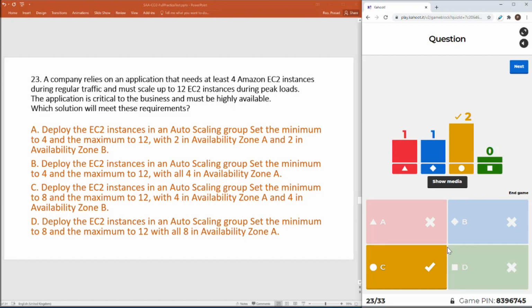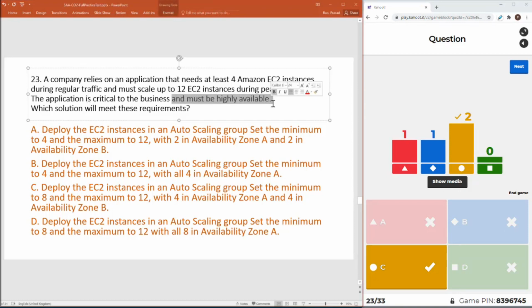Yeah, two of you got it right. The correct option is C. And why can it not be option A or B? Let's go one by one. First of all, it says that the application is critical to business and must be highly available. That means it should be across multiple availability zones. That's great. It also says that it should have at least 4 EC2 instances during regular traffic. At least 4.